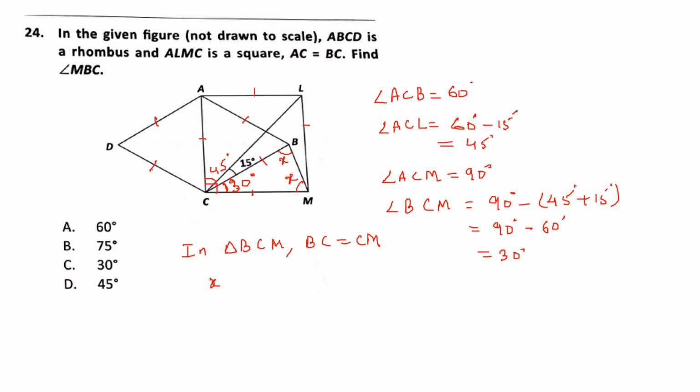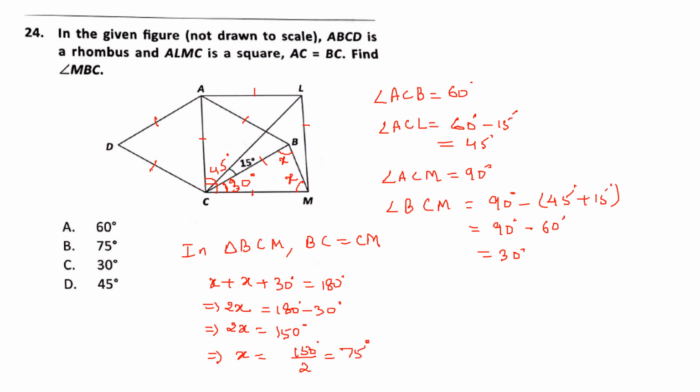So from here I can write 2x plus 30 degrees is equal to 180 degrees. So 2x will be equal to 180 minus 30. And what is 180 minus 30? It will be 150 degrees. So 2x is equal to 150 degrees. So the value of x will be 150 degrees divided by 2, which will give me 75 degrees. So the correct option is option number B.